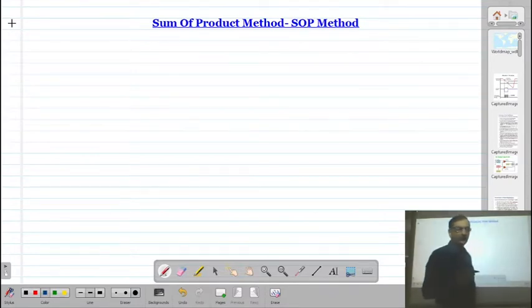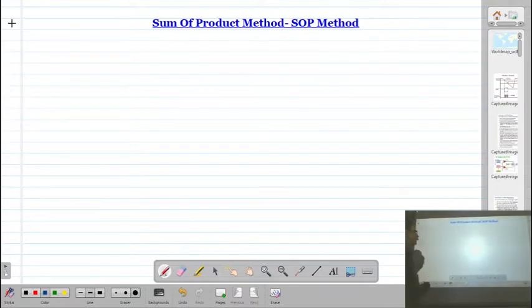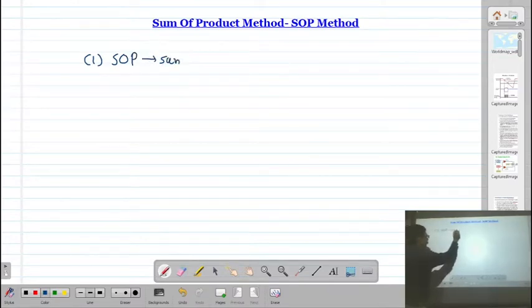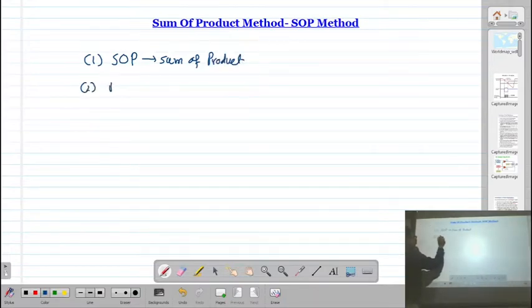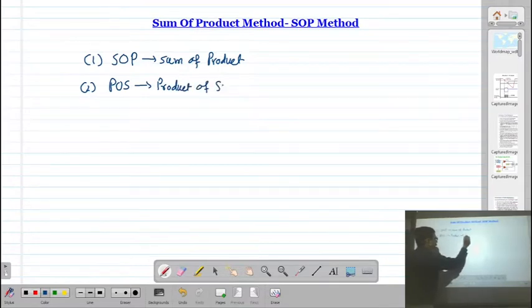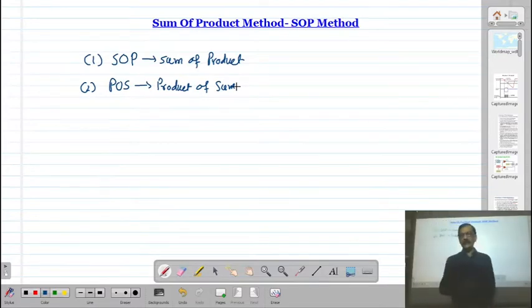But how to obtain the Boolean expression? For that we have two methods. One is known as the SOP method, or sum of product method. Another method is called the POS method, the product of sum method. Using these two methods, we can write a Boolean expression.